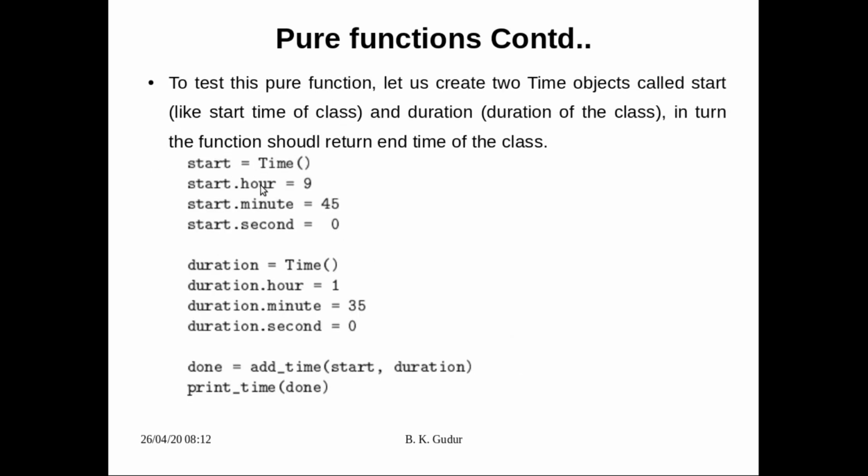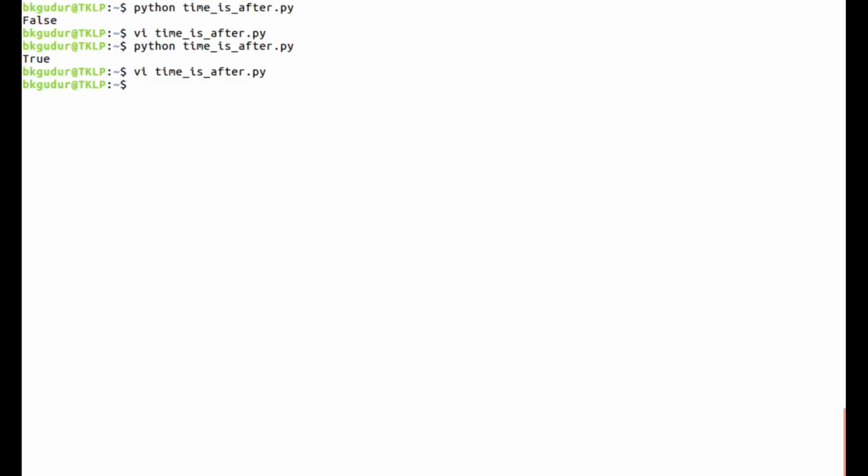Here start is a newly created object. We have initialized this as a starting time, and this is the duration: 1 hour 35 minutes and 0 seconds. Done means this is the end time, when that event will be finished. Add time takes start, duration, and print time will print the end time of that particular event. Before we proceed further, we can check this program by typing it and checking the output.